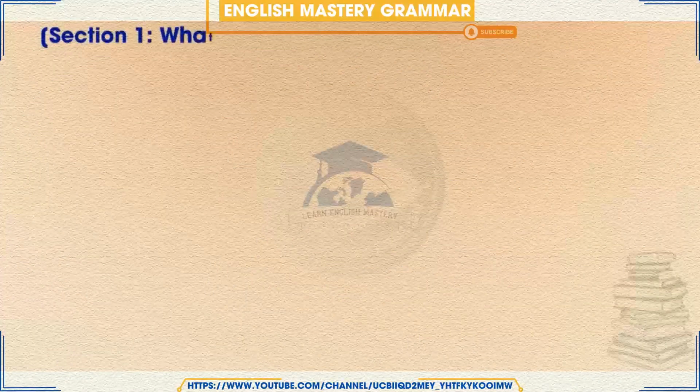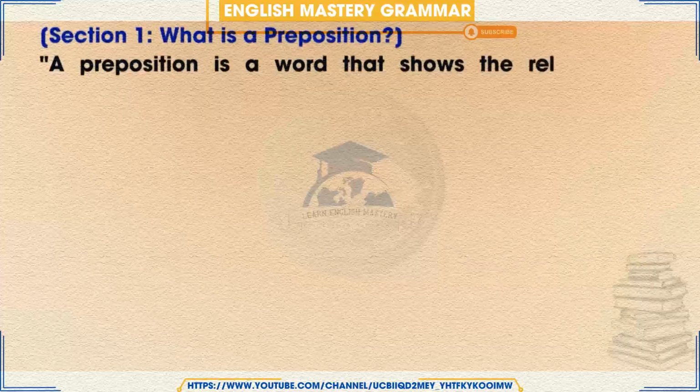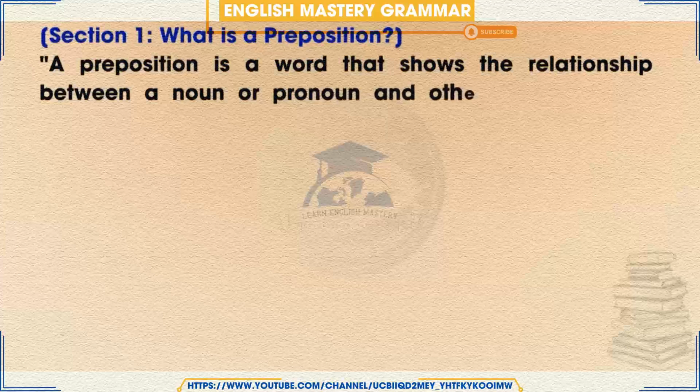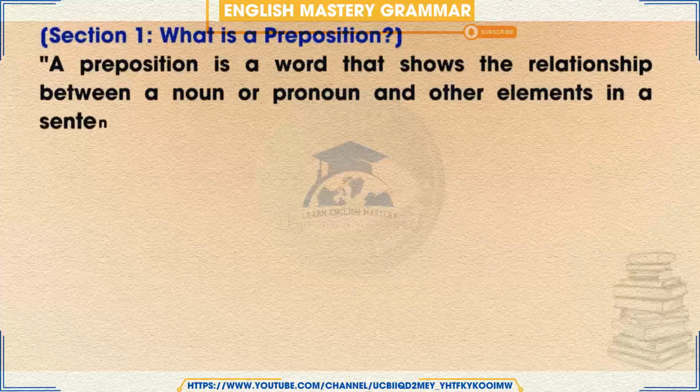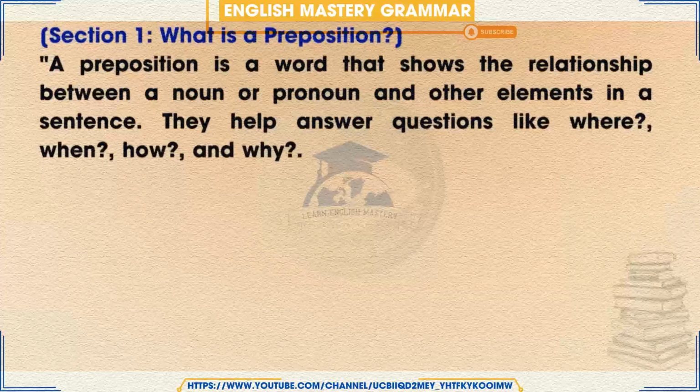Section 1. What is a preposition? A preposition is a word that shows the relationship between a noun or pronoun and other elements in a sentence. They help answer questions like where, when, how, and why. Let's break this down with some examples.